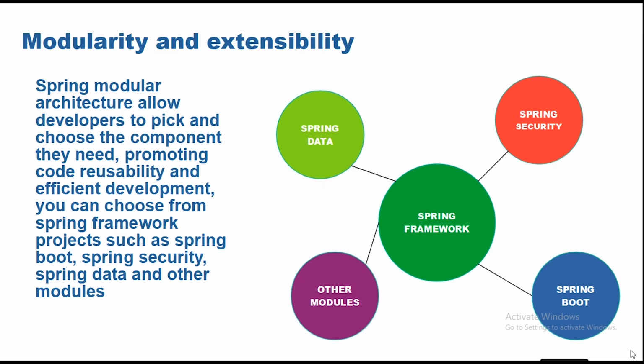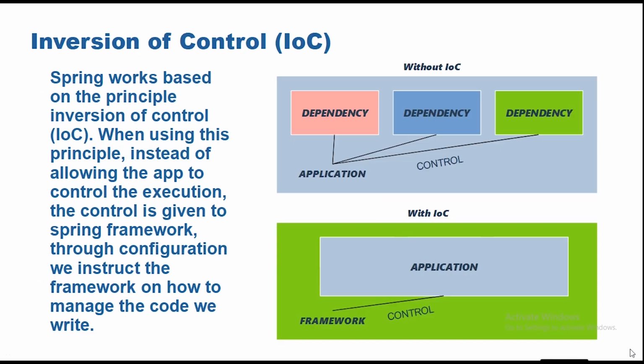Modularity and extensibility. Spring's modular architecture allows developers to pick and choose the components they need, promoting code reusability and efficient development. You can choose from Spring Framework projects such as Spring Boot, Spring Security, Spring Data, and other modules. We have them based on your application and use. That is modularity and extensibility.